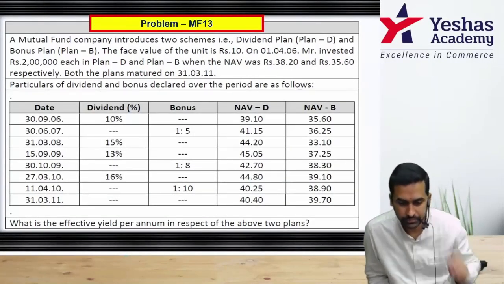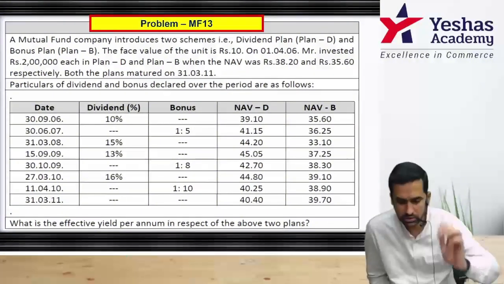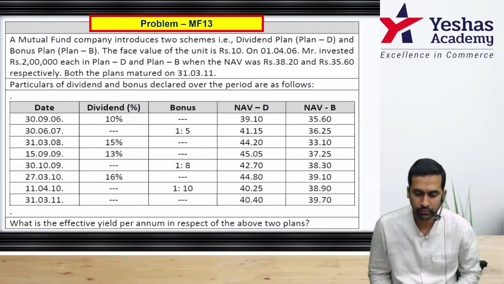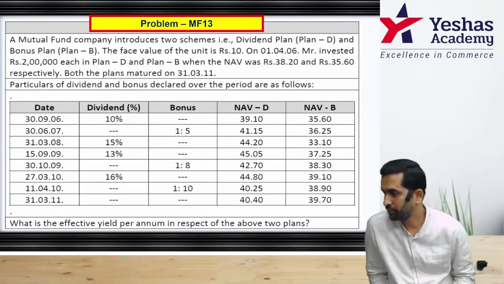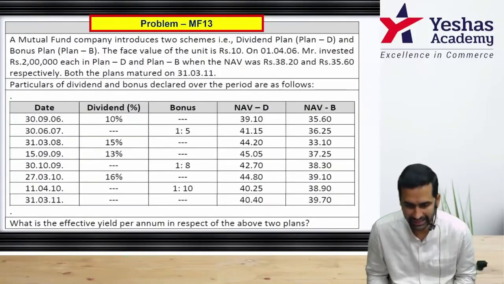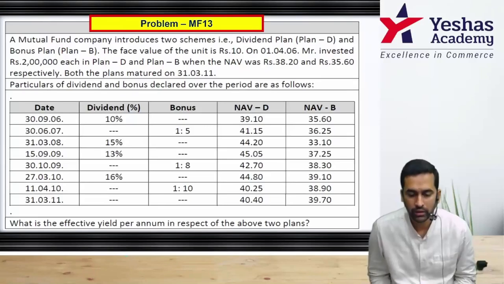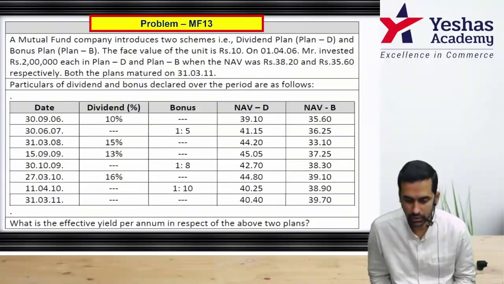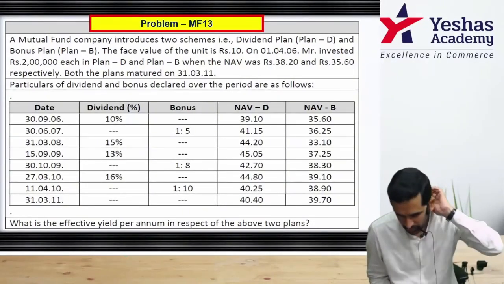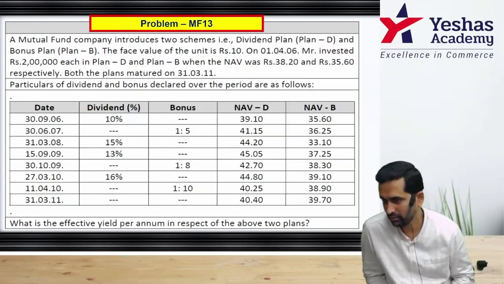Question number 13. A mutual fund company introduces two schemes, that is dividend plan, to be understood as dividend reinvestment plan, plan D, and bonus plan, plan B. The face value of the unit is rupees 10. On 1/4/2006, Mr. A invested 2 lakh rupees each in plan D and plan B.